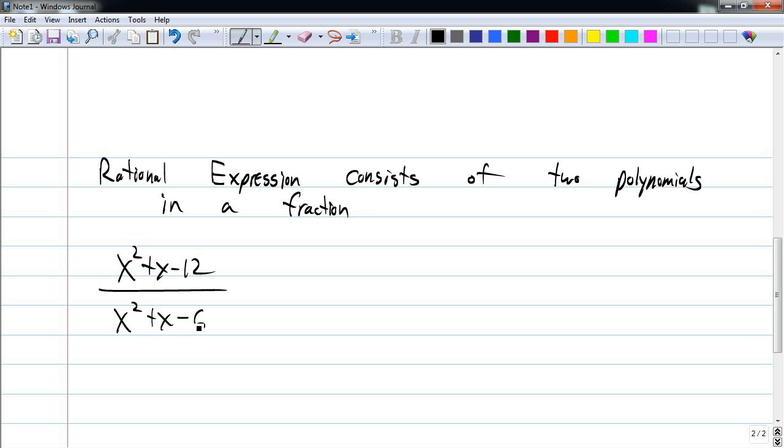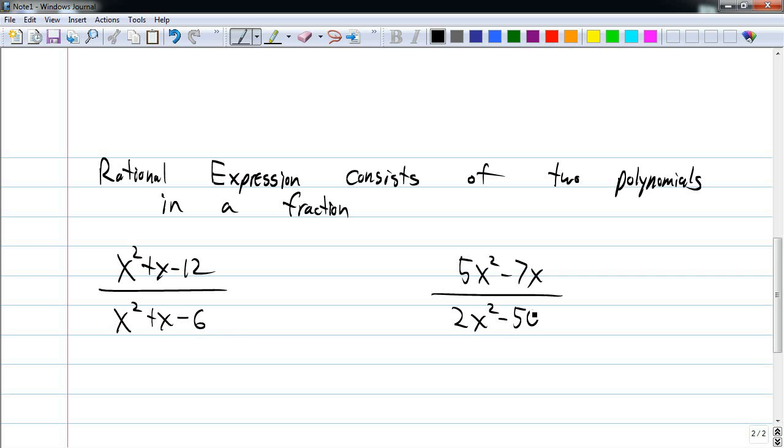Another example is 5x squared minus 7x over 2x squared minus, let's say 50. Okay. So if it has a polynomial in the numerator and in the denominator, then it's a rational expression. And over the next few days, we'll learn several things about working with rationals.